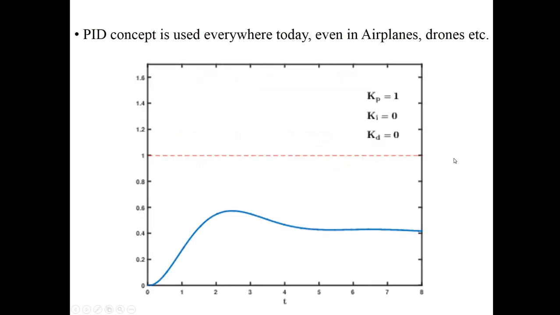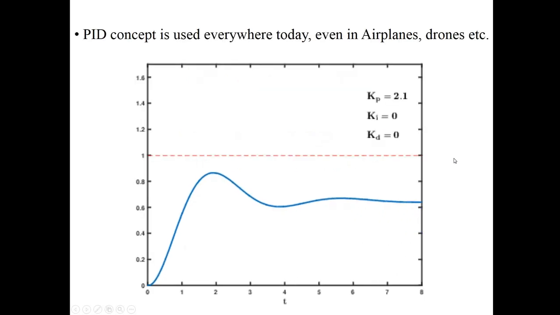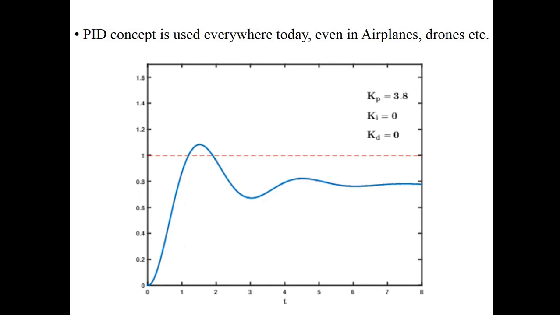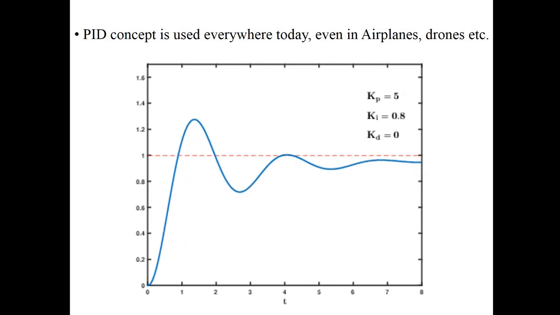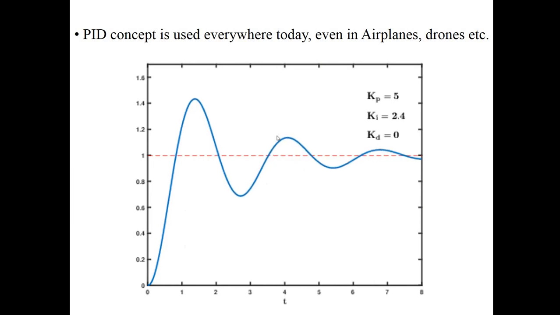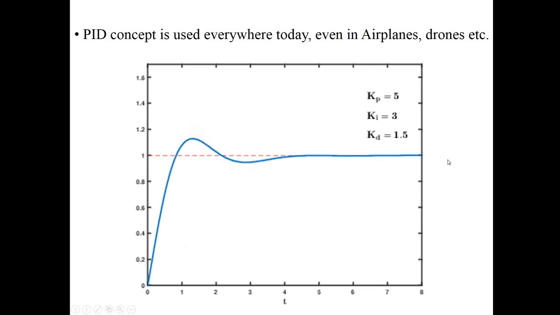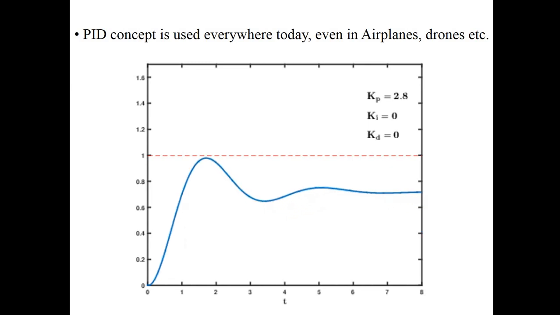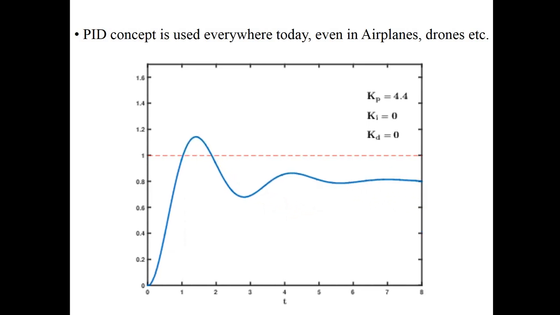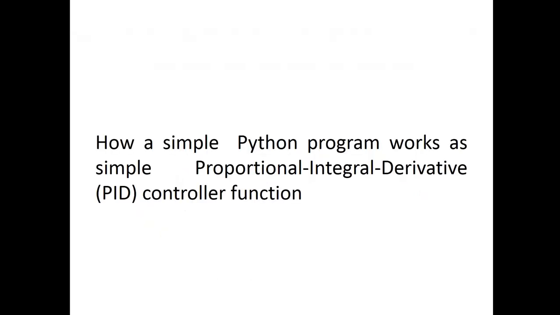So as you can see on the screen, this is the effect of Kp, Ki and Kd when you have a set point which is in this dotted line, and how this powerful algorithm, the PID algorithm, is able to implement it. You will be able to see the effect of all these three constants.